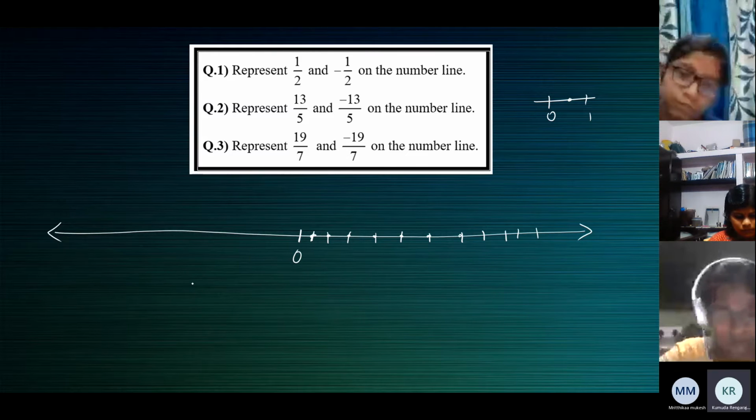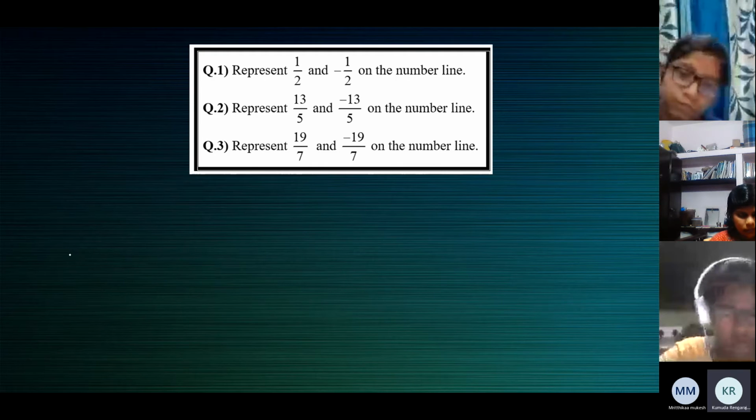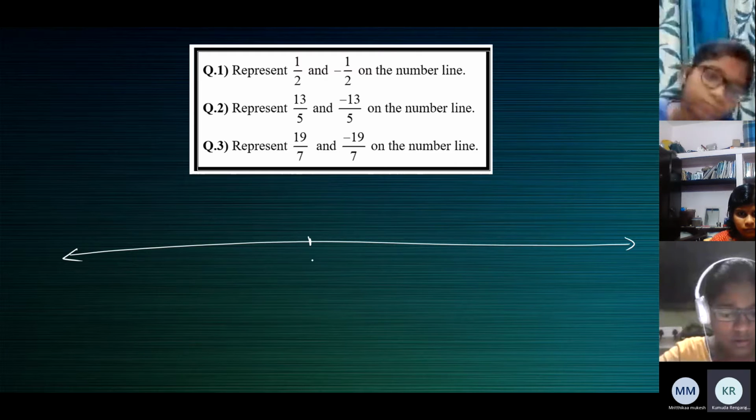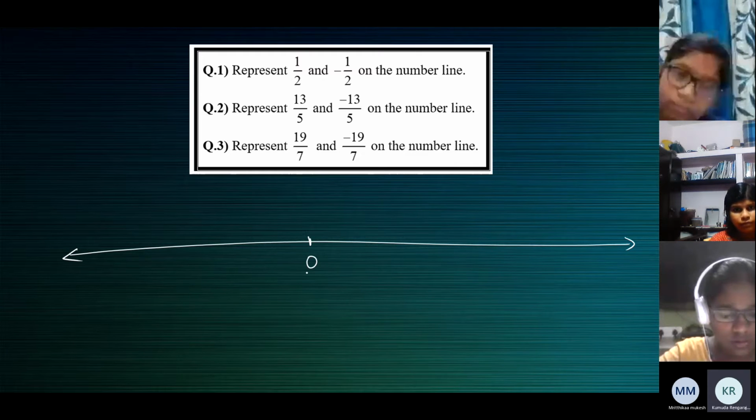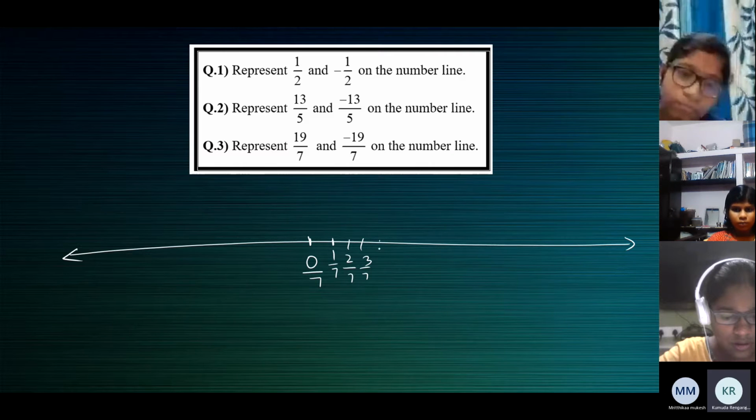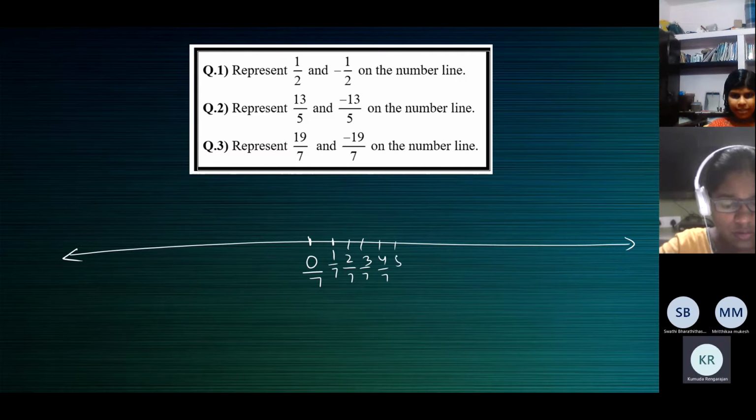So these divisions are at distances of 0.5 centimeters. I'll write 0 as 0 by 7. This one will be 1 by 7, this will be 2 by 7, this will be 3 by 7, 4 by 7, 5 by 7.